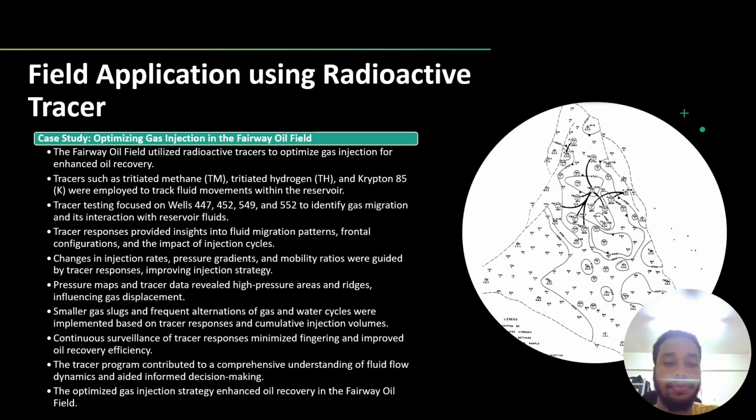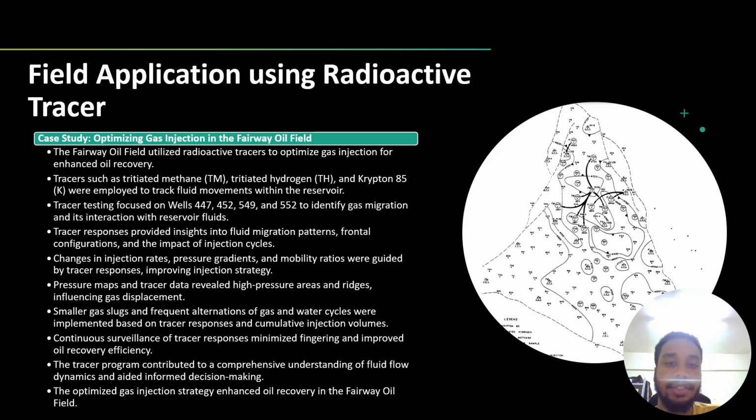Now we move to the field application of radioactive tracers. The Fairway oil field is a natural reservoir that has undergone gas injection for enhanced oil recovery. They wanted to optimize the gas injection process and also to improve oil recovery efficiency. Then radioactive tracers were implemented.